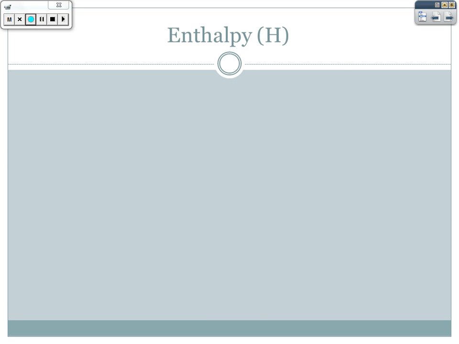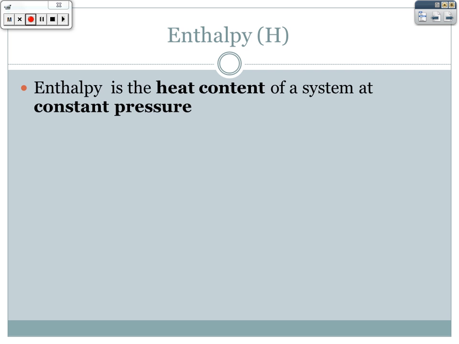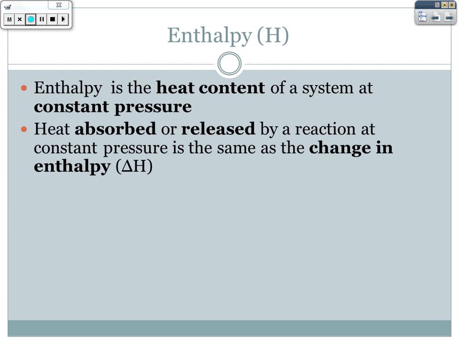So let's talk about enthalpy, represented by the letter H, and that's a lot of what thermochemistry is. We're going to talk a lot about enthalpy, or enthalpy change. Enthalpy is the heat content of a system at constant pressure. So the heat absorbed or released by a reaction at constant pressure is the same as the change in enthalpy, or delta H. So what we're going to mostly be looking at here is the change in enthalpy, or the heat absorbed or released by a reaction, because almost all reactions occur at constant pressure. It'd have to be a very special situation or circumstance for it not to.